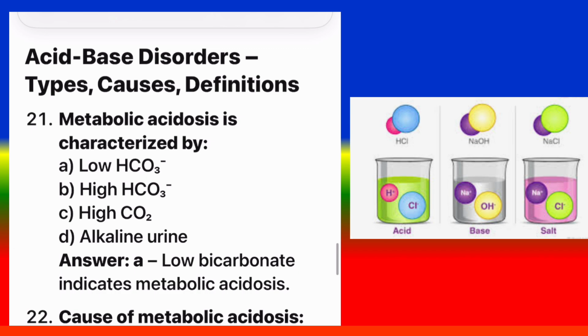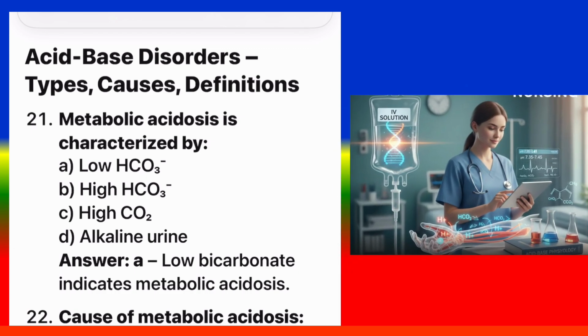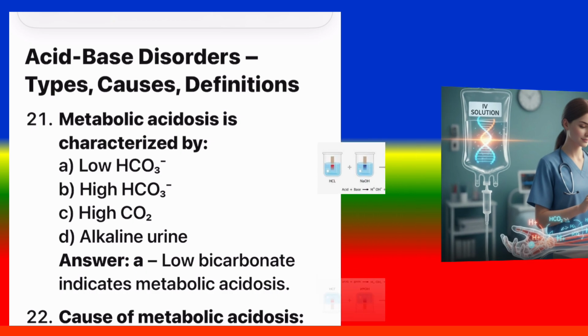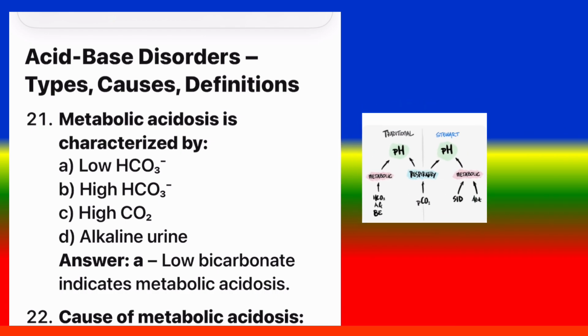Acid-base disorders: types, causes, definitions. 21. Metabolic acidosis is characterized by: A. Low HCO3-, B. High HCO3-, C. High CO2, D. Alkaline urine. Answer A. Low bicarbonate indicates metabolic acidosis.